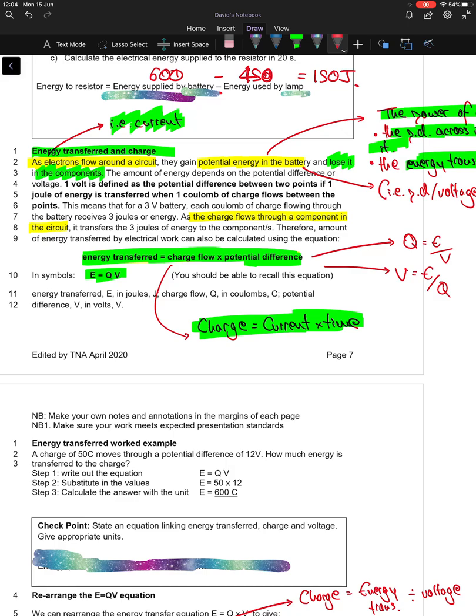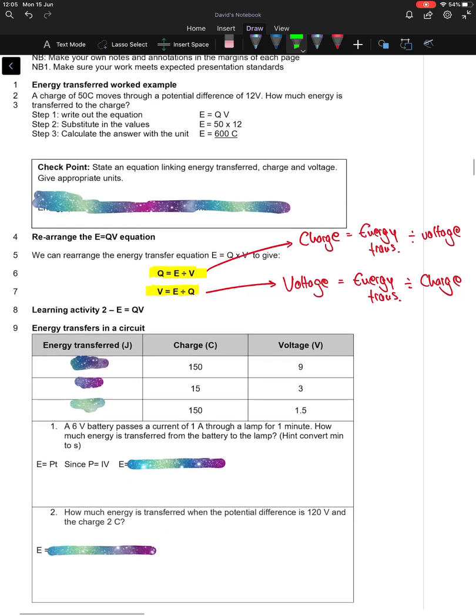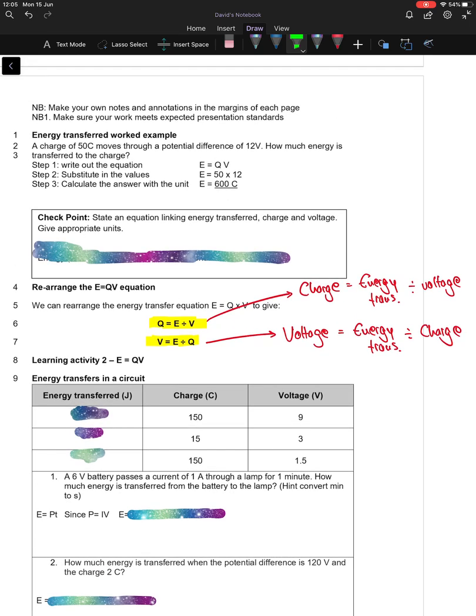So charge, we also know we can work as current times time, because if you remember, Q equals IT. Make a note of that for later, because that's a part that will come into it. We also need to be sure that we can rearrange these equations. So rather than E equals Q times V, Q can also equal E divided by V, and V can also equal E divided by Q. So we've got some notes there to add.